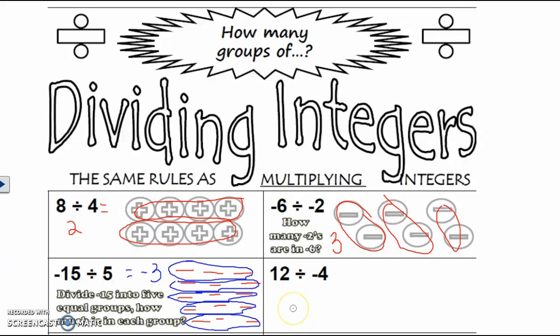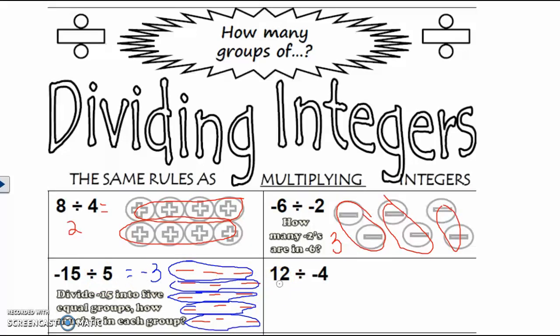I wonder what we'll get in this next problem. We have 12 positives, and we're dividing by negative 4. Well, if you look back at the other problem that we just did, the signs were different, and we ended up with a negative. We simply divide: 15 divided by 5 is 3, but because the signs are different, we end up with a negative. That's the same rule that we used for multiplying. So we're going to do this over here too.